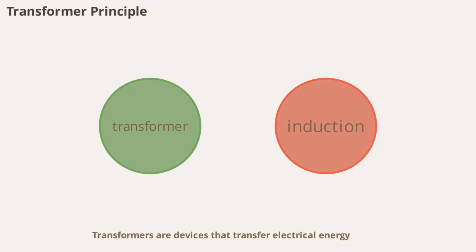Transformers are devices that transfer electrical energy between two or more circuits through electromagnetic induction. The principle behind transformers is that a changing current in the primary coil creates a changing magnetic field, which induces a voltage in the secondary coil. This allows transformers to step up or step down AC voltages efficiently. Transformers are essential for the transmission and distribution of electrical power, making long-distance electricity supply possible.